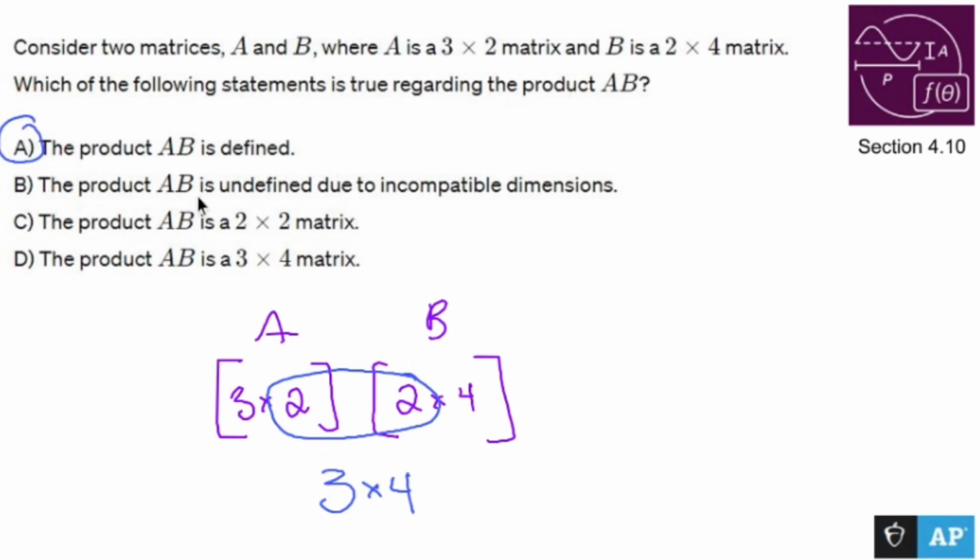Yep. The product AB is undefined. Nope. The product AB is a 2 by 2. Nope. And the product AB is a 3 by 4. Yep. So A and D are true. They are both correct in this case, which is one of those weird ones where it asks which of the following statements is true. We have two statements that are true, and it's going to be A and D.